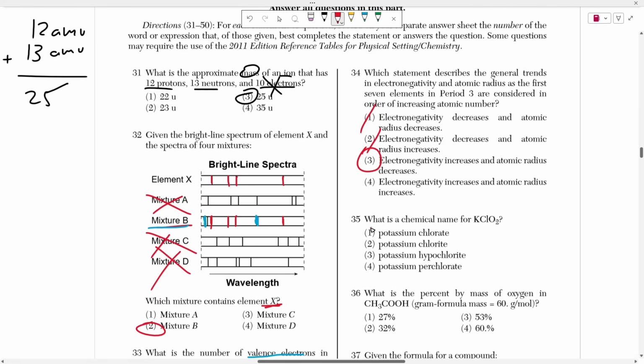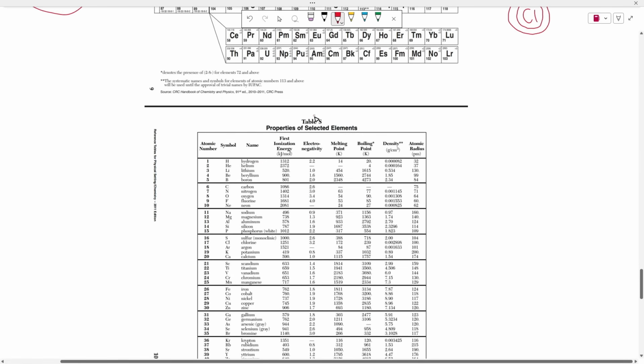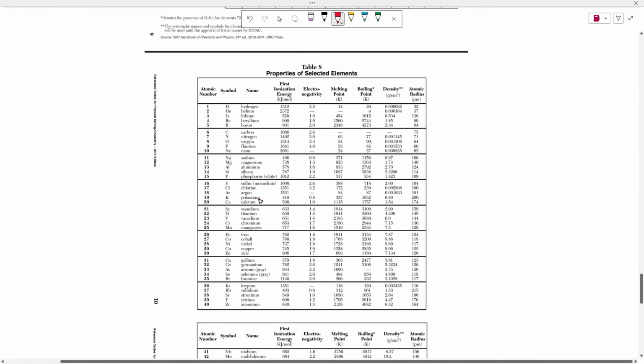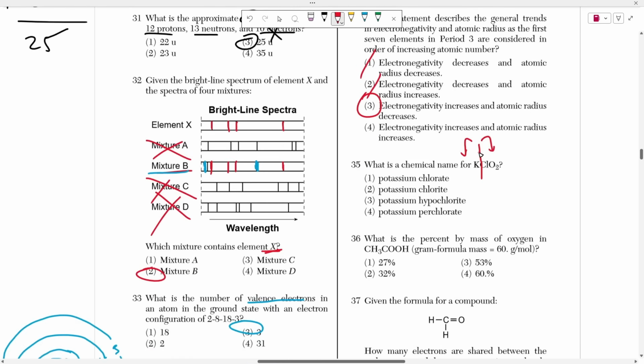Number 35 asks us for the chemical name for KClO2. So whenever you're naming something, first of all, look at the metal and then look at the non-metal. Okay, so let's split this up in half. I know that K is my metal, so I'm going to draw a line here. This is my metal portion and this is my non-metal portion. Okay, K is potassium. If you ever are confused on the name, look at table S. Here's the symbol. We see that K over here is potassium.